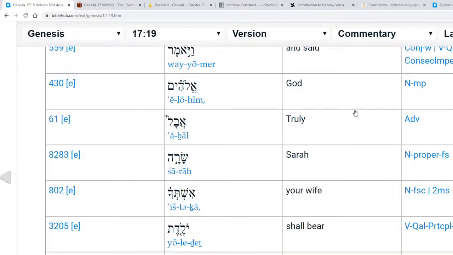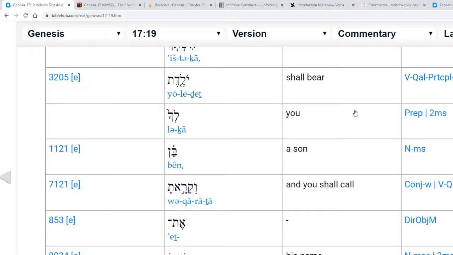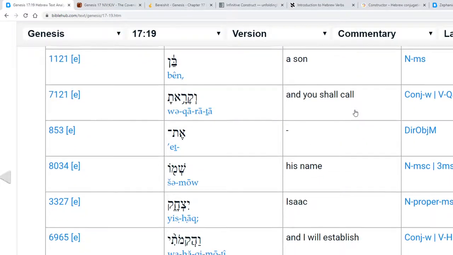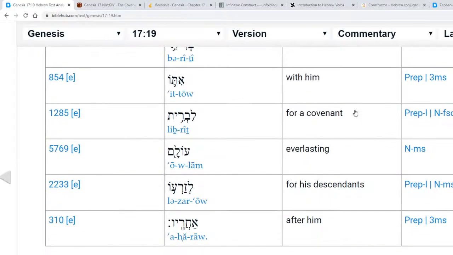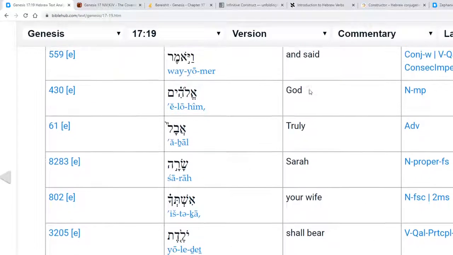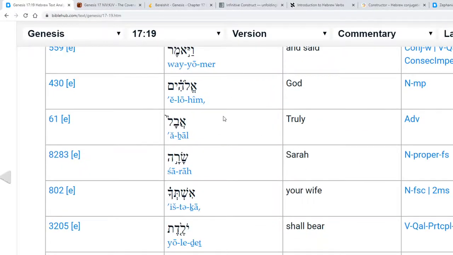Vayomer Elokim Aval Sarah Ishtecha Yoledet Lecha Ben Vekarata Et Shemo Yitzchak V'Hakimoti Et Briti Ito Livrit Olam Lazaro Acharav. Okay. So, Vayomer, and said, Elohim is God. Aval, but, right? Aval is usually but. And they're saying truly. So God's kind of contradicting Abraham about Ishmael, right? He's like, he's not the child I'm talking about.